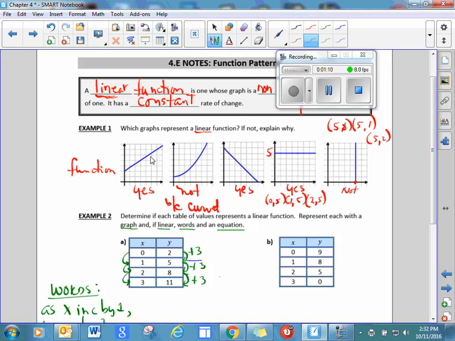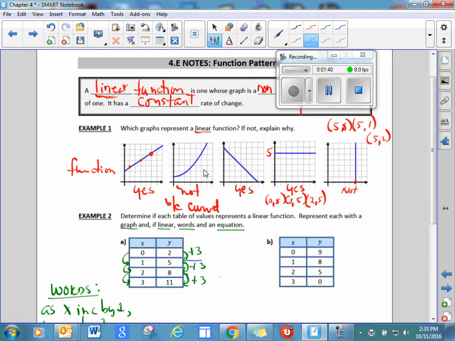So yes, this guy is a linear function. He is a straight line, or part of one. He is going up by a constant rate, and he is a function because each x has a unique y. So if you were to plot these points, or some of these points, you would see that for every x, you have a unique y. No x repeats with a different y.